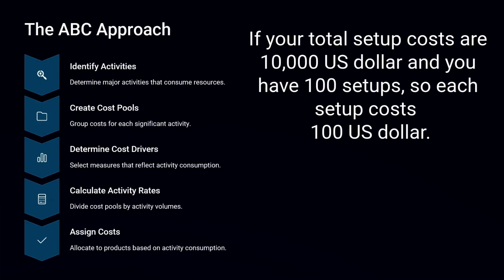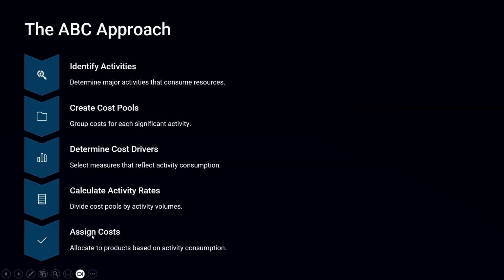Finally, step 5, we apply those activity rates to each product. So if a product needed 5 setups, it gets assigned 500 in setup costs. That means 5 times 100, which we get from step number 4. This way, each product gets charged based on how much it actually uses the company's resources, not just based on time or labor.